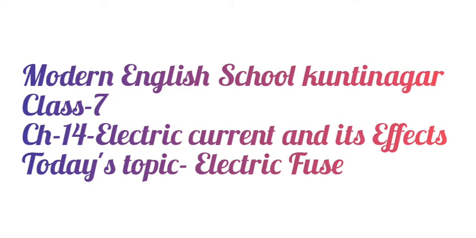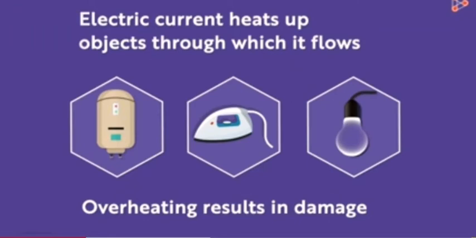Yesterday we discussed the topic heating effect of electric current, right? So what is heating effect of electric current? When an electric current passes through an object, it heats up the object through which it flows. So this is known as the heating effect of electric current.